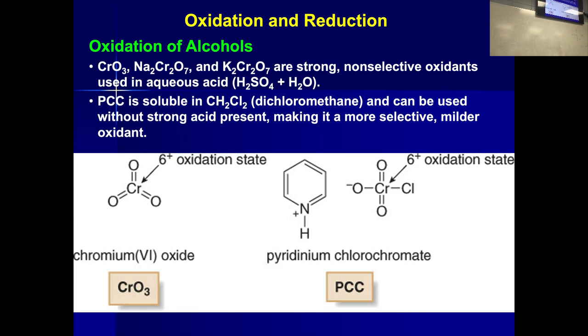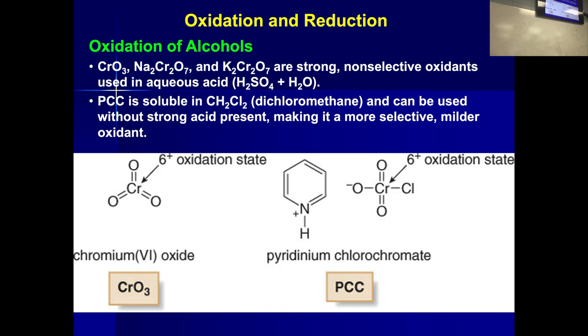And so you can use chromium trioxide, sodium dichromate, or potassium dichromate, and you can mix those in a strong acid, usually sulfuric acid and water, and use this to oxidize alcohols. Collectively, when you take any of these chromium reagents and dissolve them in sulfuric acid and water, we call this Jones reagent.